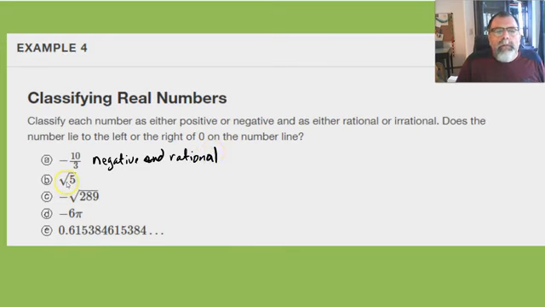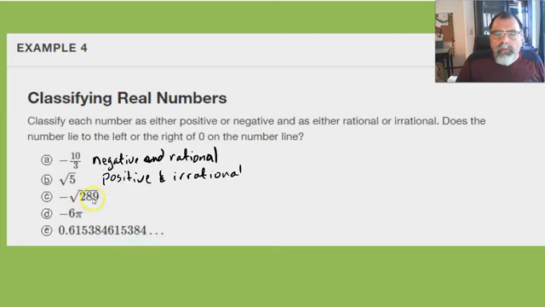Okay, square root of 5, well, we just talked about that. It's 2.236. It goes on forever. So that's irrational. That's positive, right? There's no negative sign. So that would be positive and irrational. Oh, and then does it lie to the left or right of 0? So if it's negative, it's to the left. So this would be this one to the left and this one to the right.